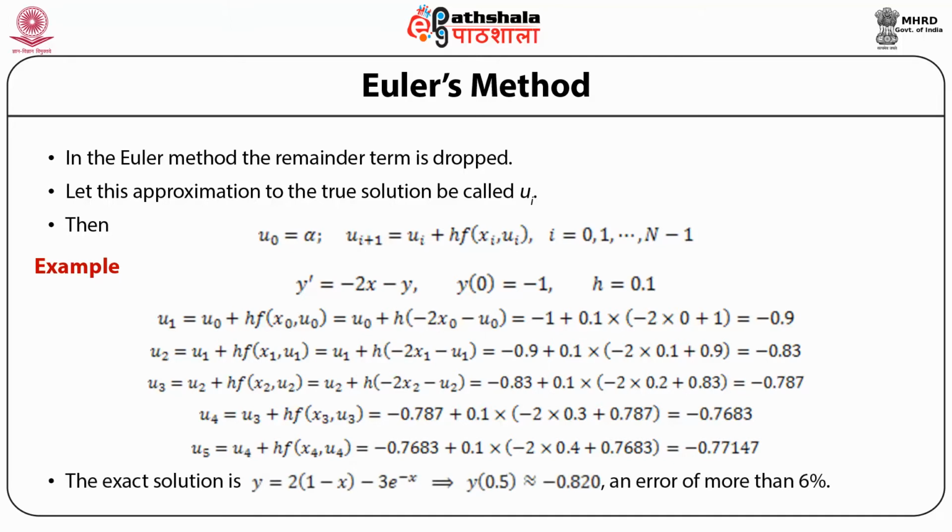So the exact solution is y equals 2 times (1 minus x) minus 3 e to the power minus x, which gives that y at x equals 0.5 is approximately minus 0.820. That is an error of more than 6%.